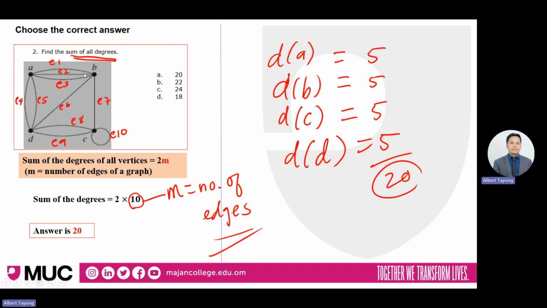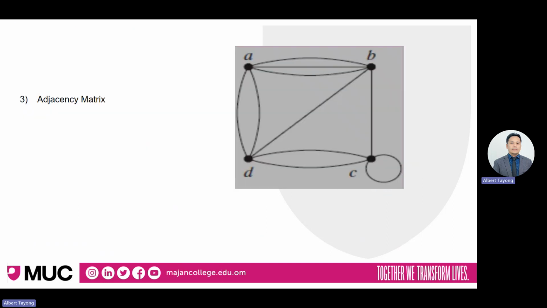B is touched 5 times. 1, 2, 3, 4, 5. Our C, starting from the loop, will touch 2 times. And this is the third, fourth, and the fifth. And D also 5 times. 1, 2, 3, 4, and 5. So if we're going to add all of these, the sum is 20. All right, so it's very simple to get the sum of all degrees.